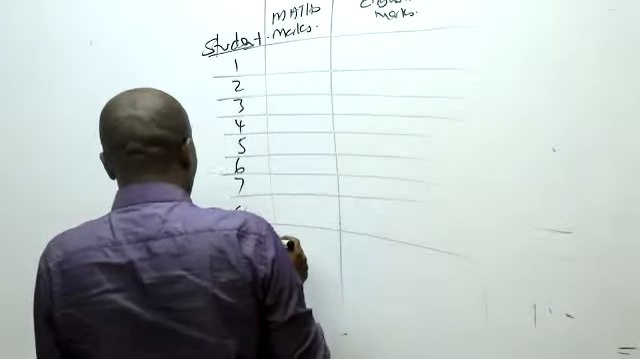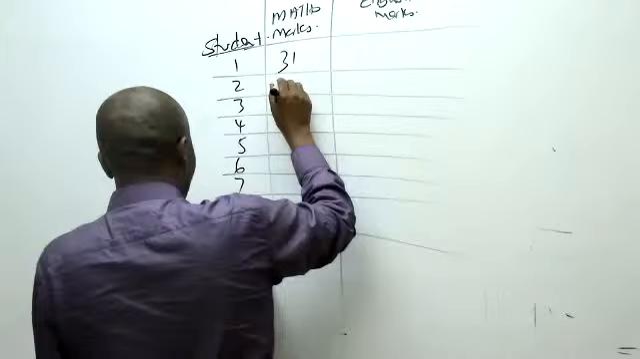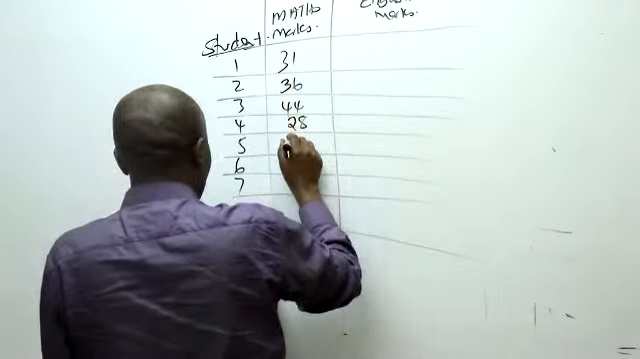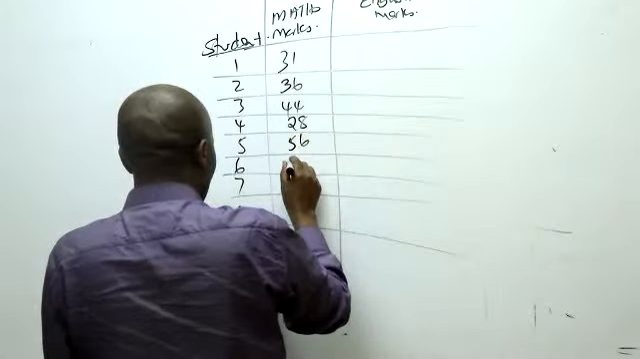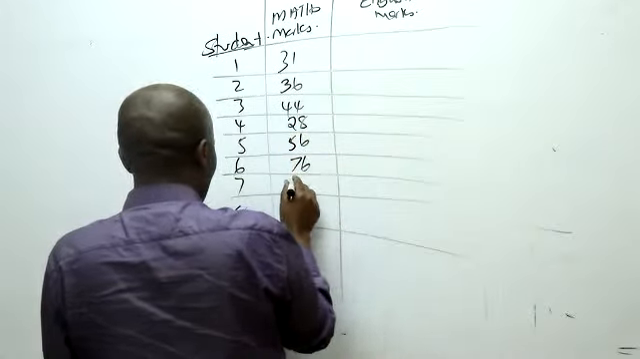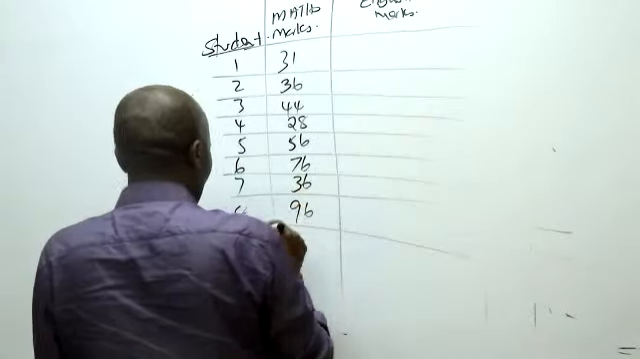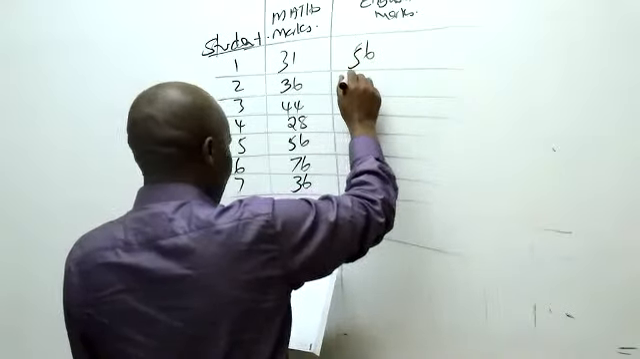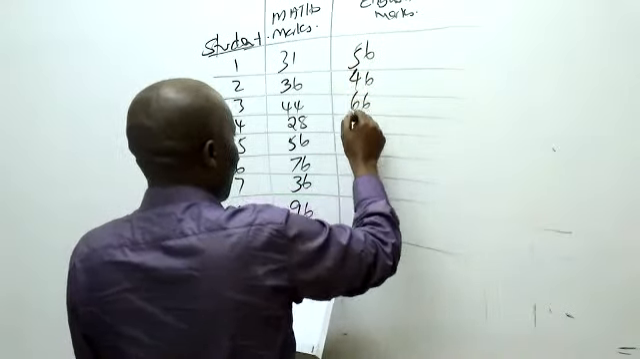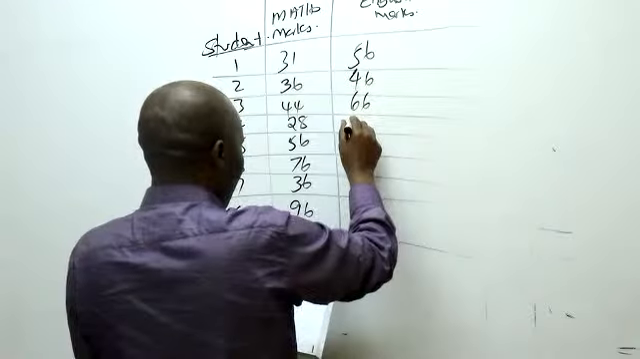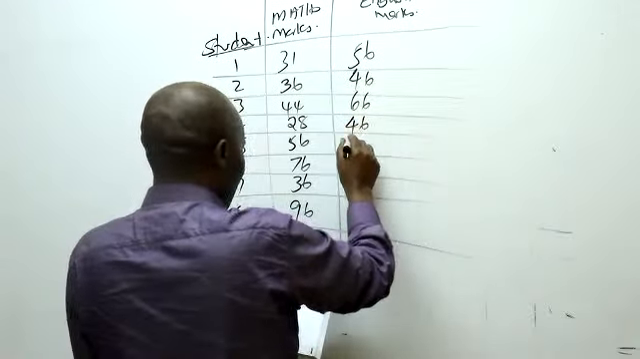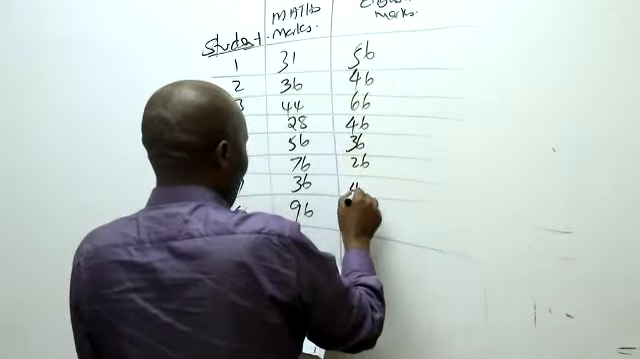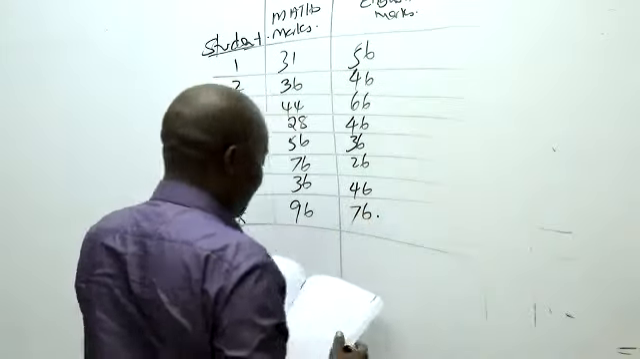So we have here 31, 36, 44, 28, 56, 76, 36, 96. We have English marks. We have 56, 46, 66, 46, 36, 26, 46, 76, like that.